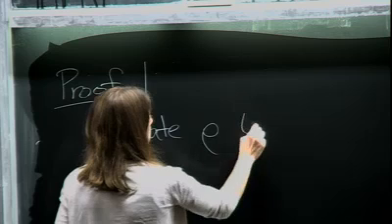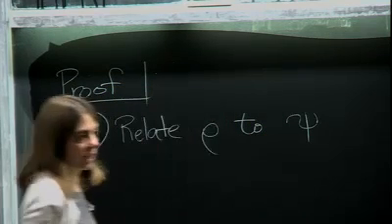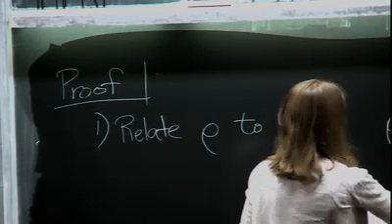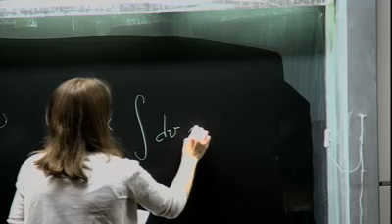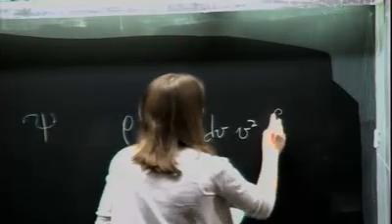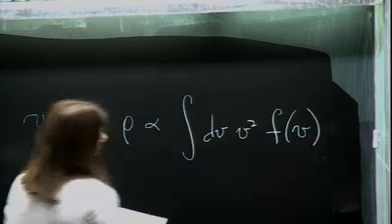Okay, so I just want us to spend the next few minutes showing this exactly. So let's do out the proof of this. The first step here is that we need to relate the density to the gravitational potential psi. That just comes from the fact that the number density is going to be proportional to the integral over velocities of the velocity distribution.